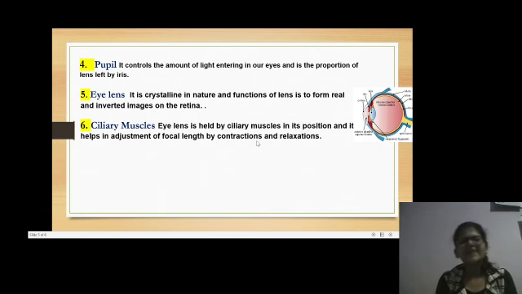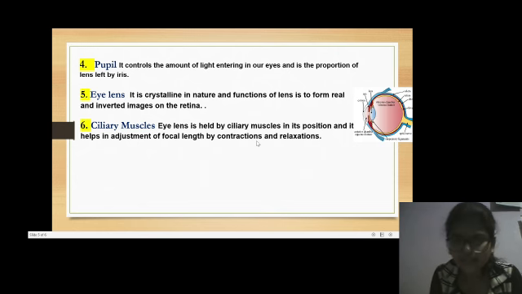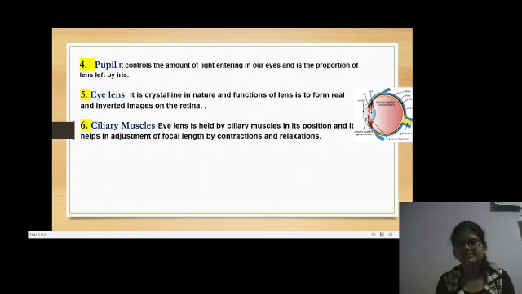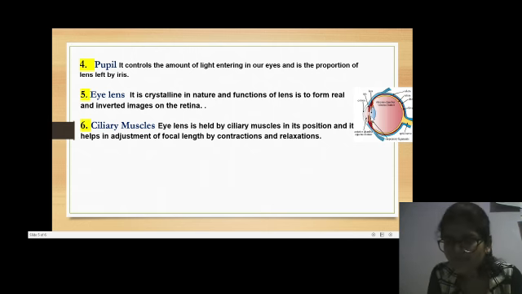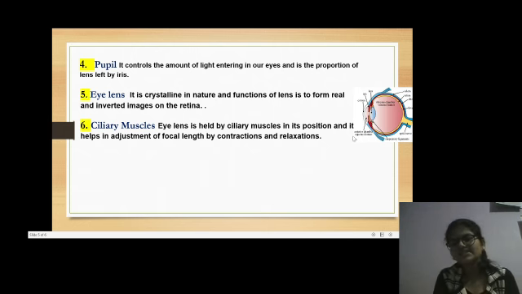Next, it helps in adjustment of focal length by contractions and relaxations. Whenever we are trying to see a small or tiny thing, the muscles get contracted, so that we can get a clear view of the image. So these contractions and relaxations are made possible by ciliary muscles. They help the eye to contract or relax and also adjust its focal length.